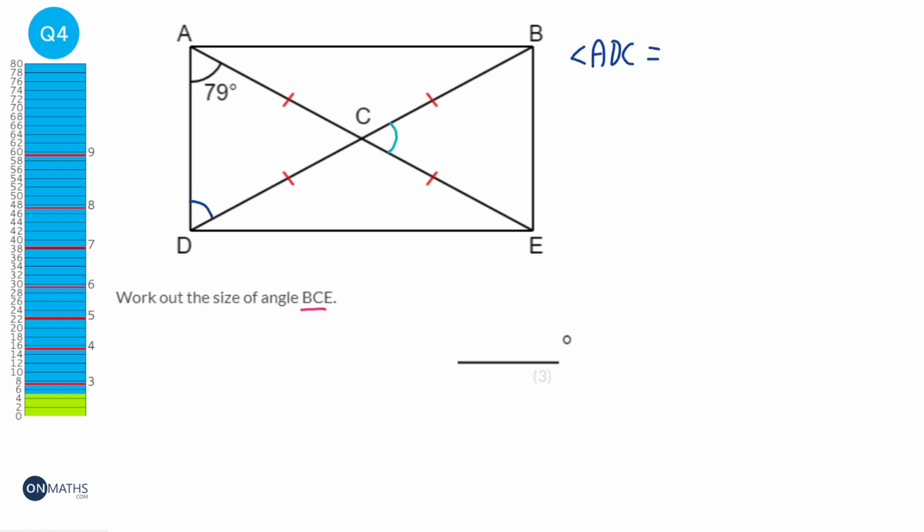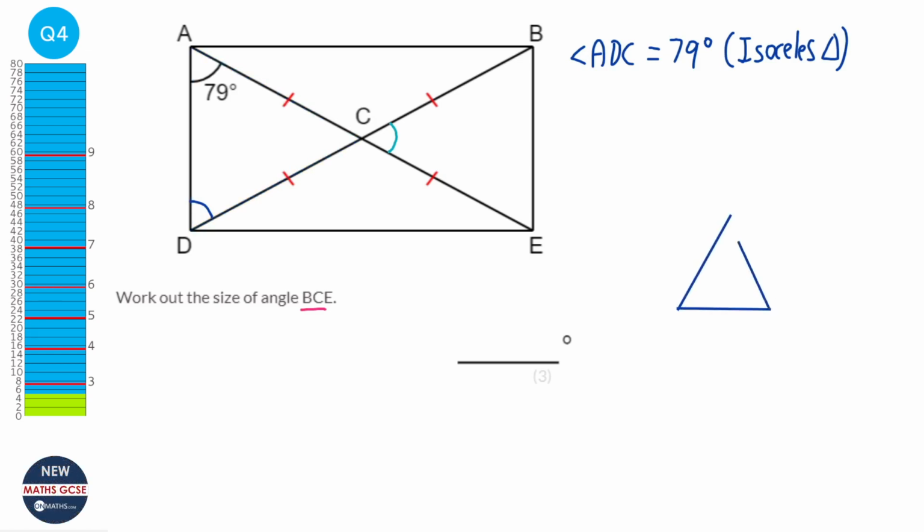ADC. And we know that that must be 79 degrees, and always write down the reason. And we know it is because that is an isosceles triangle. So if you look, we've got an isosceles here, this one, and this one. And the bottom two angles, and I use the word bottom because I always imagine an isosceles as being this way up. The bottom two angles in an isosceles are always equal, so that must be 79.